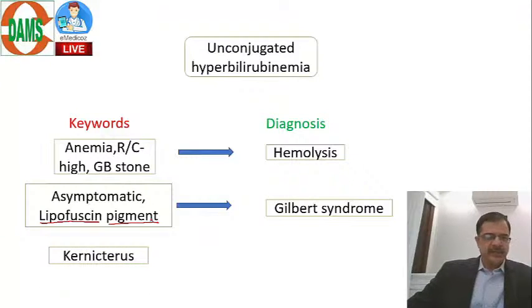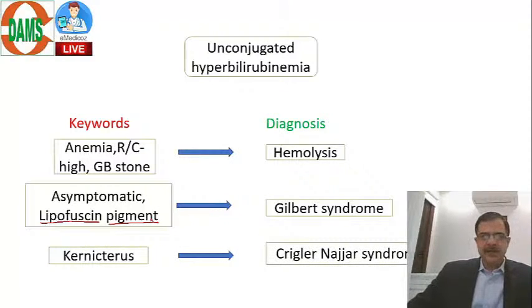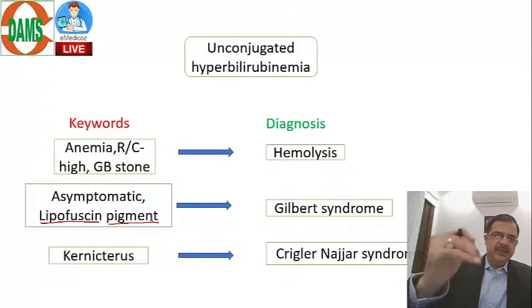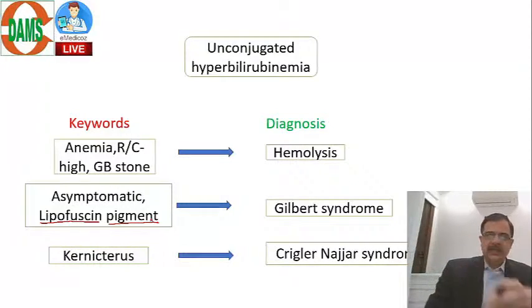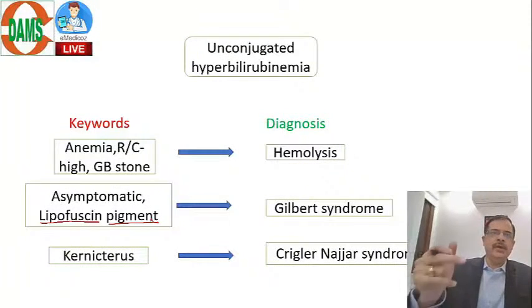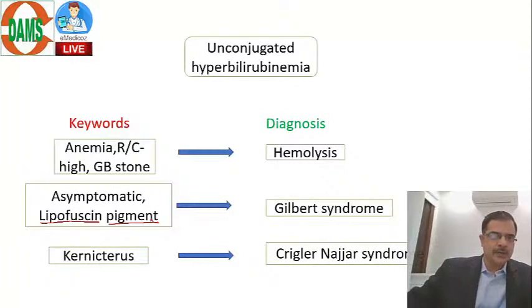While if kernicterus is given in the clinical history, kernicterus is the deposit of bilirubin in the basal ganglia and in the brain that causes altered sensorium. And if kernicterus is given, then go for Crigler-Najjar syndrome. Most likely Crigler-Najjar syndrome type 1 will lead to kernicterus, and it is a case of unconjugated high bilirubin levels. So these are the important diagnoses from the keywords that you will see, and then make your appropriate diagnosis.